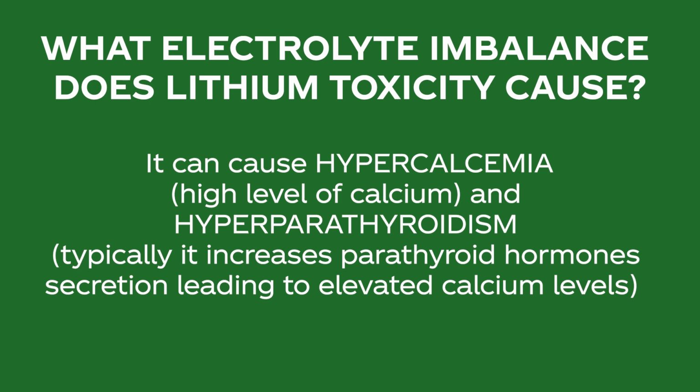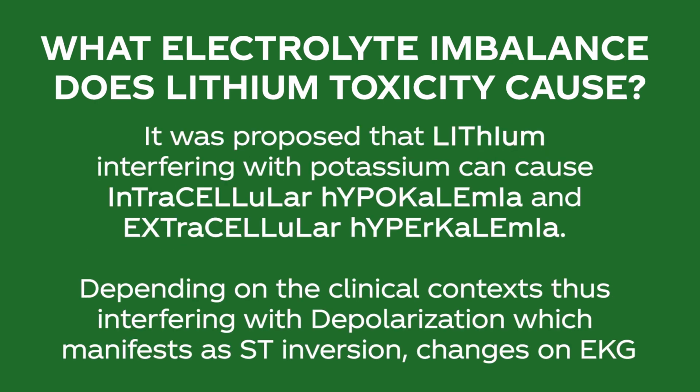So when there's high level of parathyroid hormone, basically you will see the patient also having what? A high level of what? Elevated calcium level. So in hyperparathyroidism, there's going to be high calcium in that individual. It was also proposed that lithium interferes with what? Potassium balance. And how does that come about? Basically it's going to cause an intracellular hypokalemia and extracellular hyperkalemia.